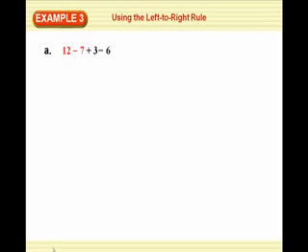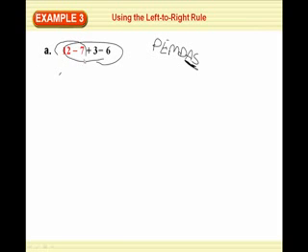All right, example number 3. It says using the left to right rule, and this is one of the things I was talking about with the arrows above the PEMDAS coming across the multiplication and division, addition and subtraction. So you'll notice that A has only addition and subtraction. In PEMDAS, the addition is written before the subtraction, but that doesn't matter.